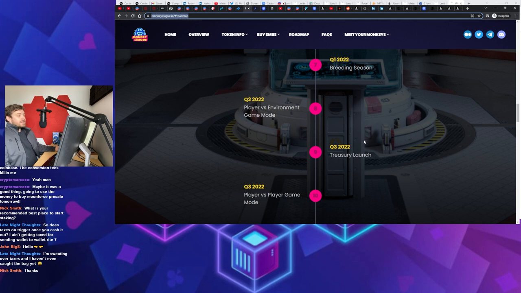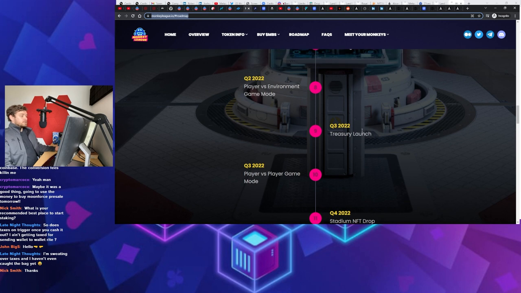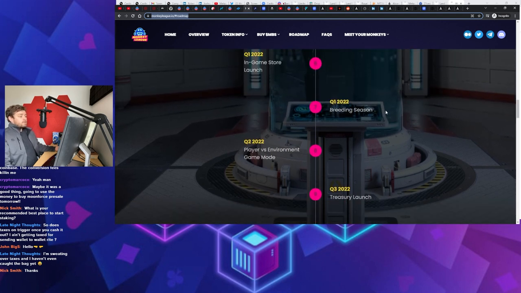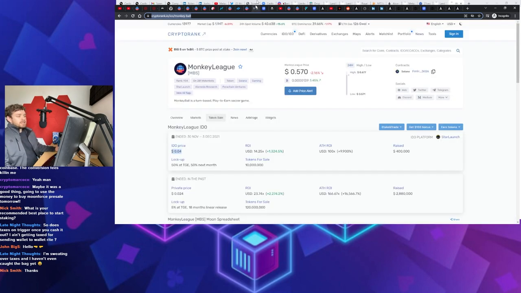Now we take a look at growth. Where are we at? They already wrapped up the pre-sale of the MBS token and we missed out on it, unfortunately. But we are right here, in this breeding season section. And there is the ability for you to go out and actually buy the NFTs for Monkey League straight in the secondary market. And that's really important. You'll find out why in just a second.